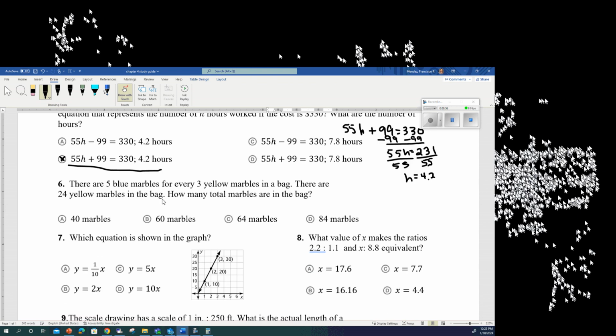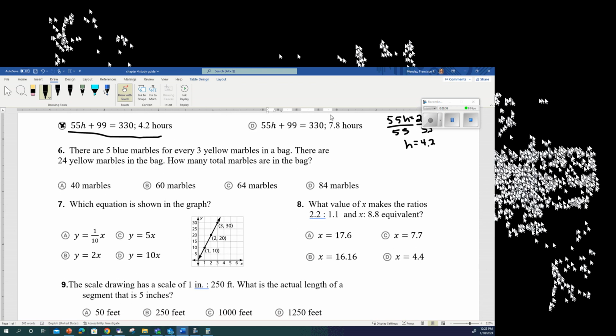All right, 6 says there are 4 blue marbles for every 3 yellow marbles. There are 24 yellow marbles in the bag. How many total marbles are there? To find out how many sets of 3, I need to take 24 and divide it by 3. That means there are 8 sets of 3 yellow marbles. Since there are 5 blue marbles for every one of these, I'm going to multiply 8 times 5. That gives me 40. To find the total number of marbles, I need to take the 40 blue marbles and add it to the 24 yellow marbles. This gives me 64. And so my answer must be 64.